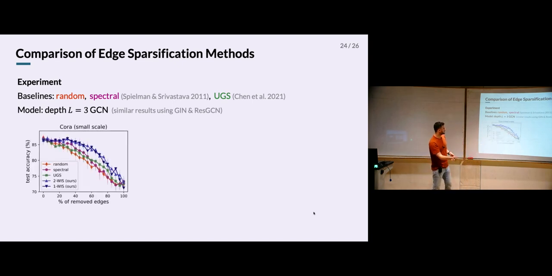And if we start with Cora, which is sort of the Fashion MNIST of graph data sets. This is a citation network. Each vertex is a publication, and edges represent citations. Then what we see here is the test accuracy as a function of the percentage of edges removed. And we see that in blue here is both 2WS and 1WS. Okay, so 2WS is compatible with the depth of the GCN, and 1WS, you can view this as a sort of efficient approximation. This is the algorithm that we saw before, just depending on degrees.